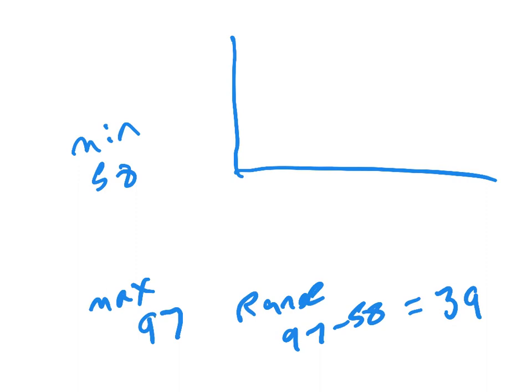40 divided by 5 is 8. So if I choose to do 40 divided by 5, that gives me 8. That would tell me that the widths are 8. So I will start. You said my min was 58. I will put 58 there. 58.